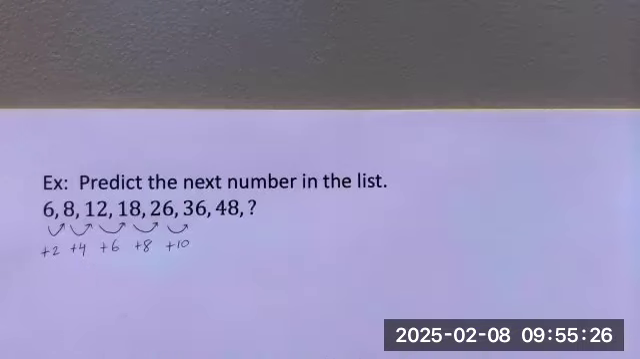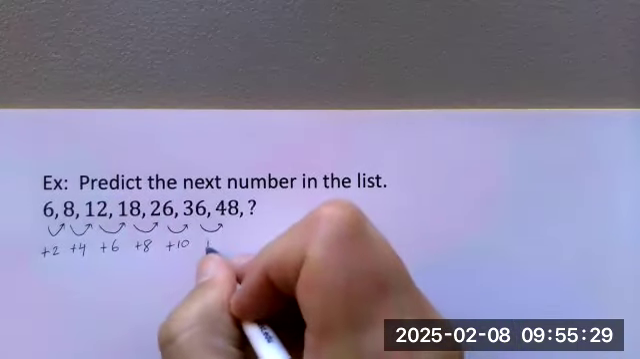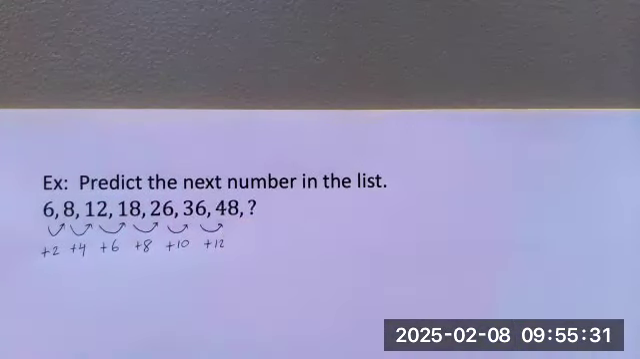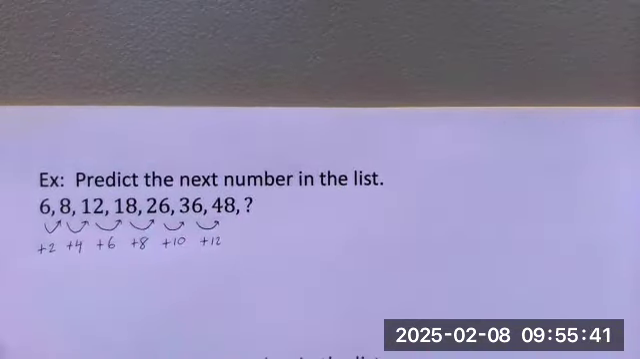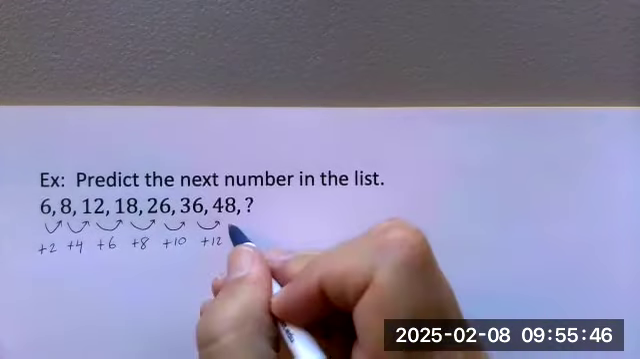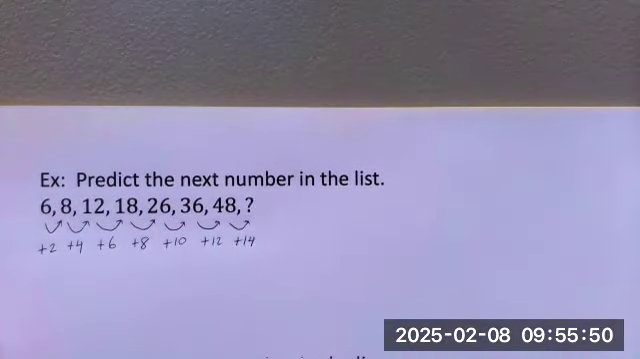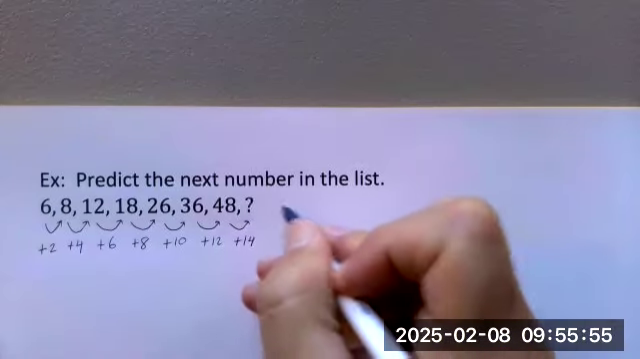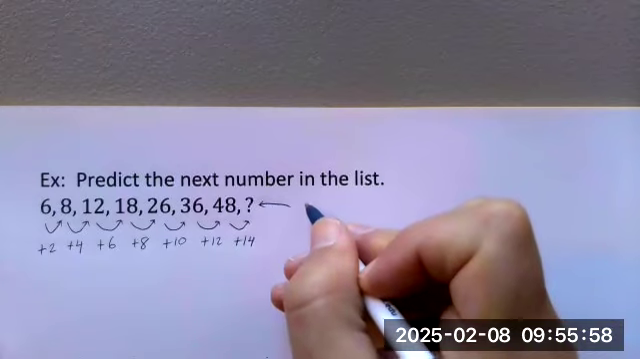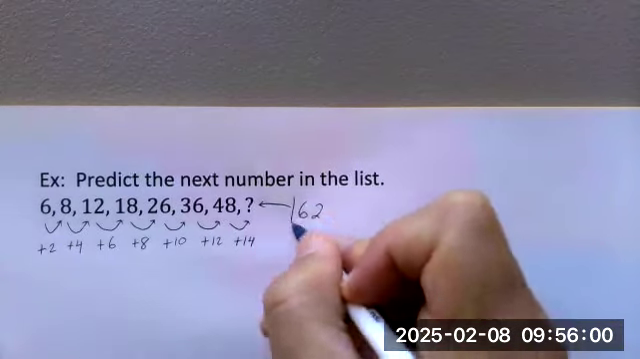2, 4, 6, 8, 10. 12 would come next, and that makes sense. 36 plus 12 is 48. So it looks like we found a pattern having to do with adding, but not adding the same number each time. The thing that's adding is being changed and following a pattern itself. And so if we believe this, we should add 14 to 48, and I believe that would give an answer of 62. 14 plus 48, 62.